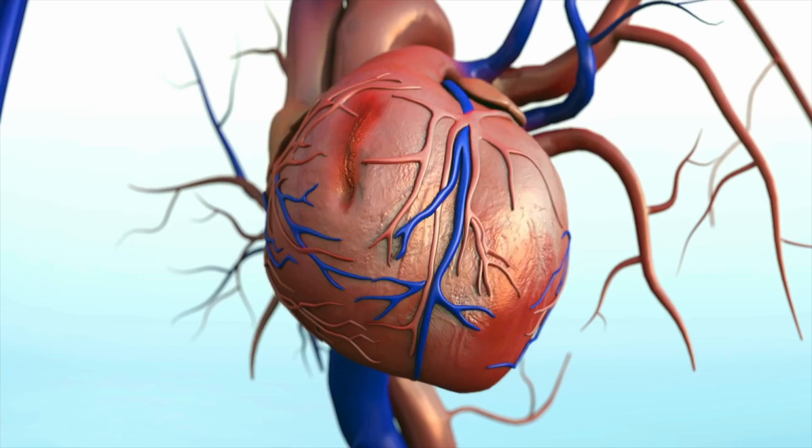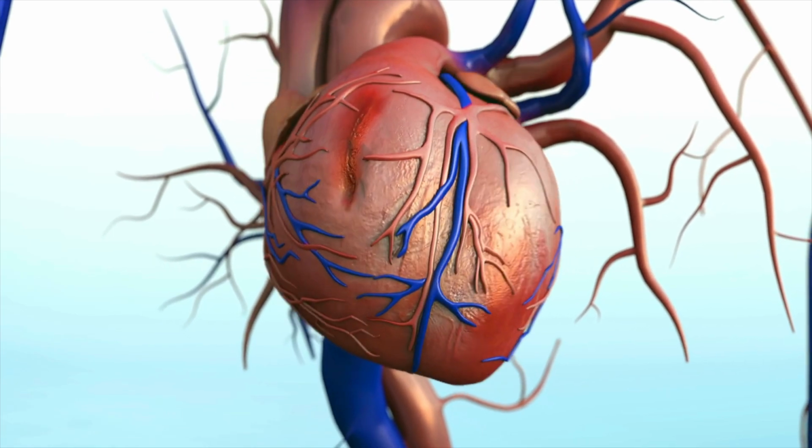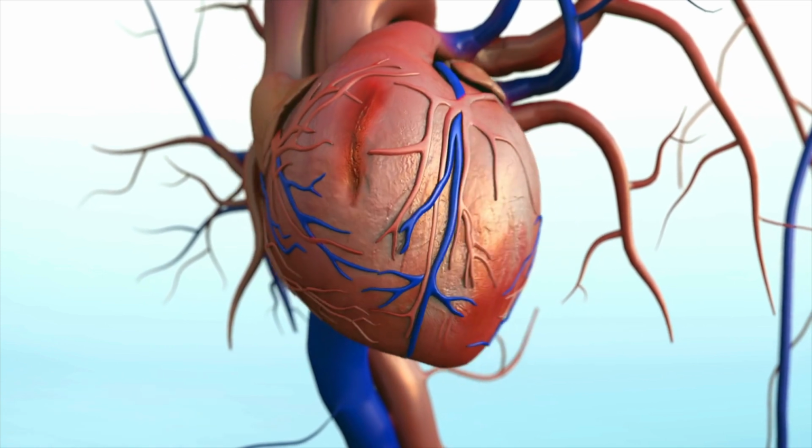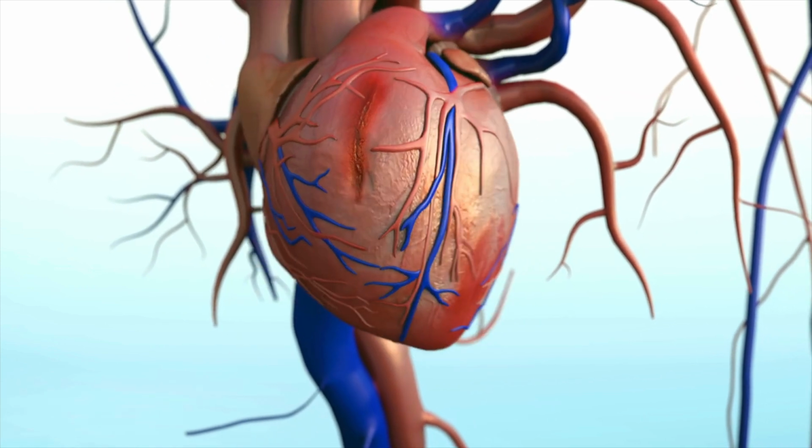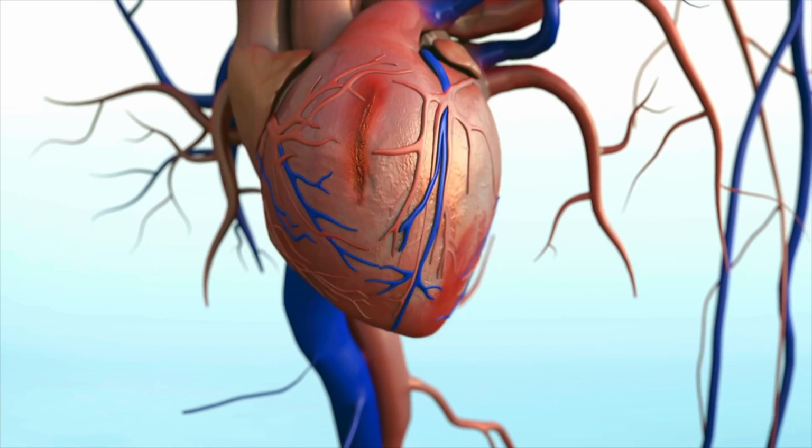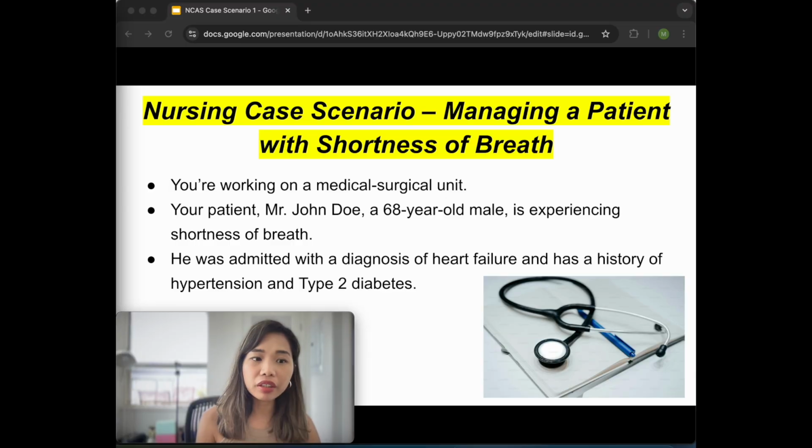because hypertension is a major risk factor for heart failure because it puts pressure and strain on the heart, and that can lead to left ventricular hypertrophy and subsequent heart failure, right? So in terms of your prioritization, those are the key information that you would need. So your nursing actions would be prioritizing that.